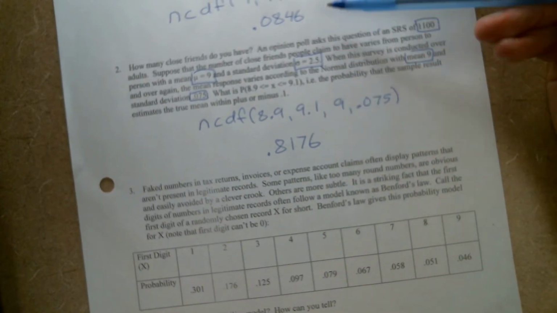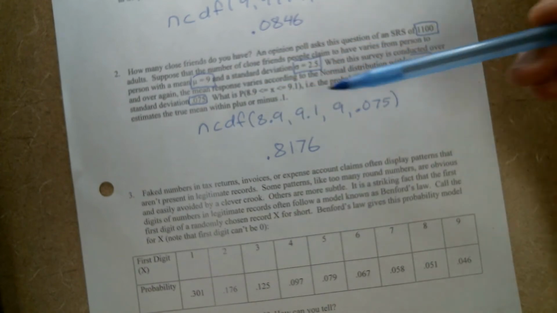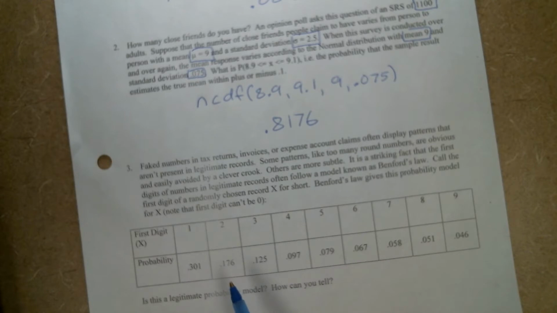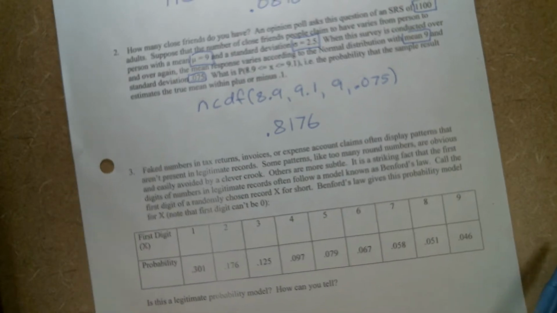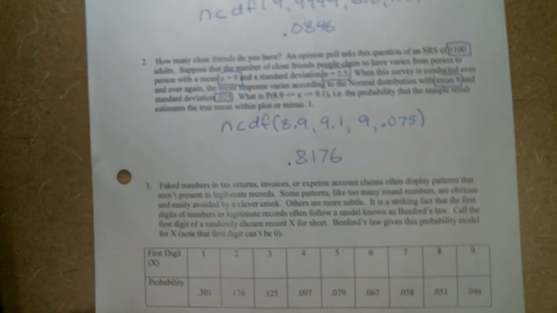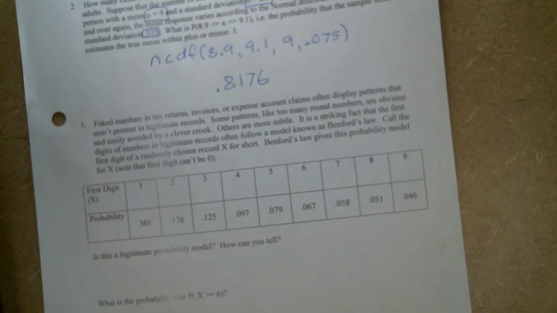So both of these were sort of continuous, set up in this continuous fashion where we're working in means and standard deviations. Now we're going to go over to the discrete situation where we have a table of values and percentages. So the first question says, is this a legitimate probability model? How can you tell? All right.